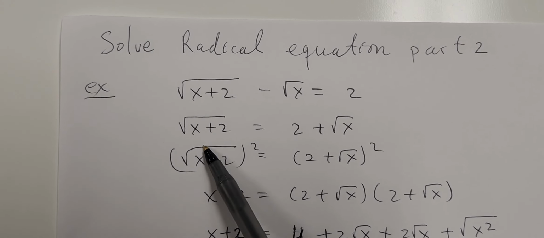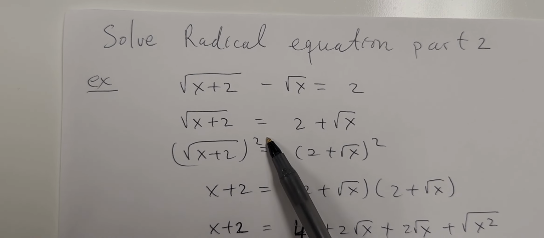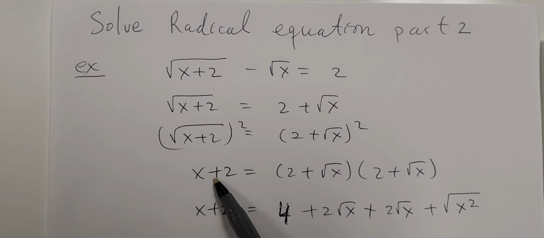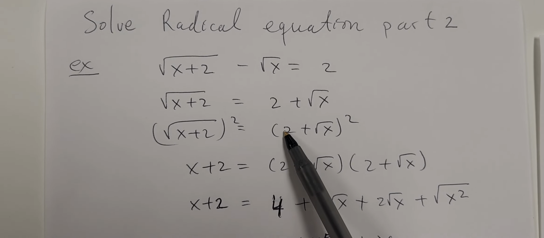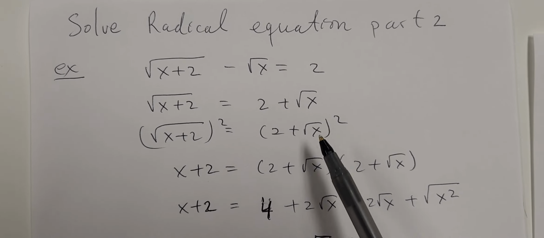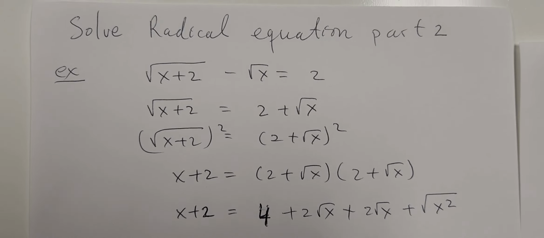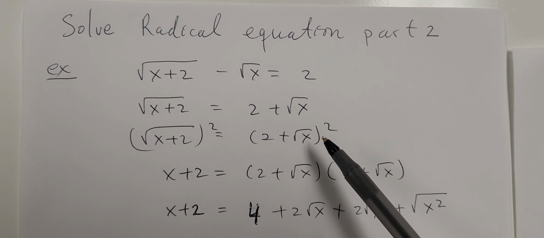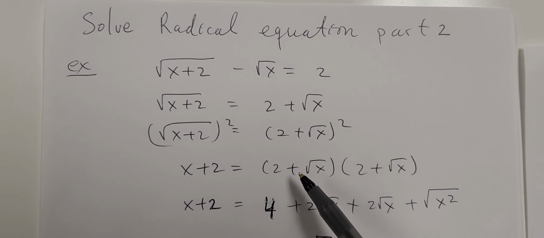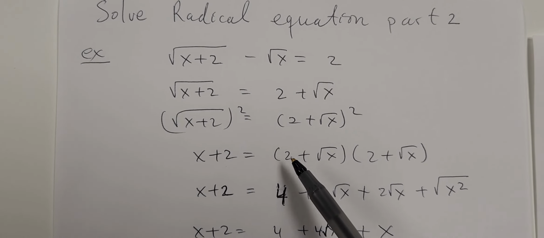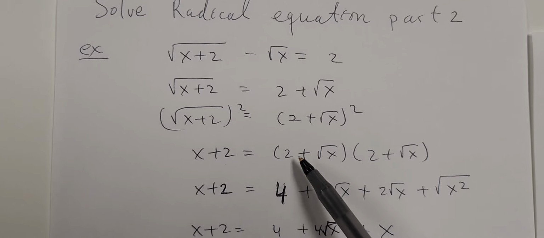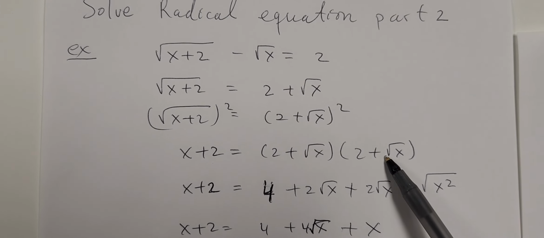So the square root and the square on the left go away, and I just have x plus 2. This little 2 means I'm going to write 2 plus square root x twice. So I wrote 2 plus square root x twice.